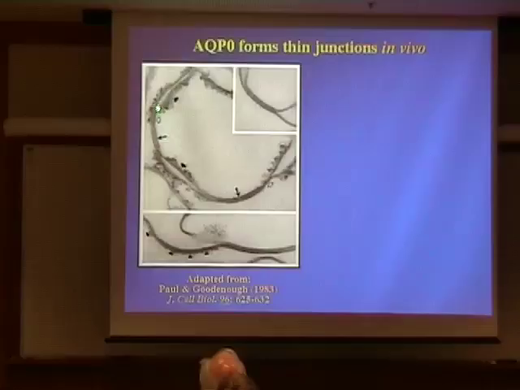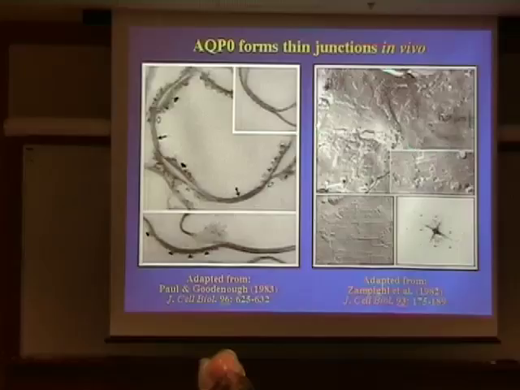If you do freeze fracture studies instead of thin sectioning, you can see that large areas of these junction membranes are covered by square arrays. If you zoom in a little bit, you can see the square array very nicely, and if you calculate the Fourier transform, you can even see the diffraction spots. It's very well ordered. So basically, the question we had now was, how is this structure formed? How do you actually form membrane junctions out of AQP0?